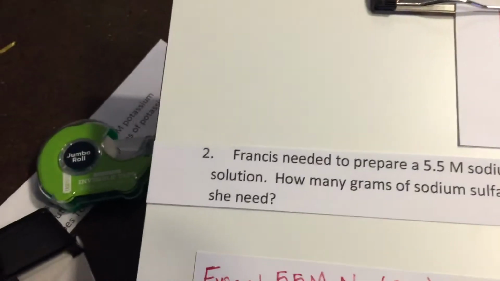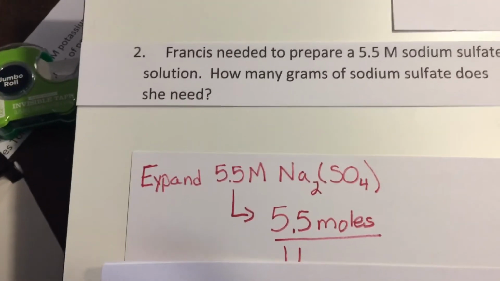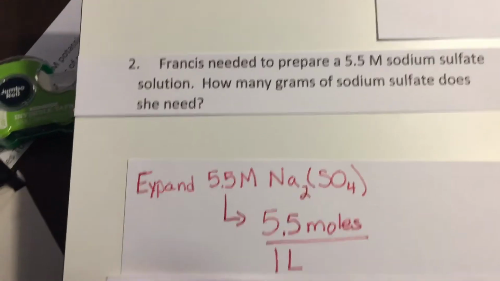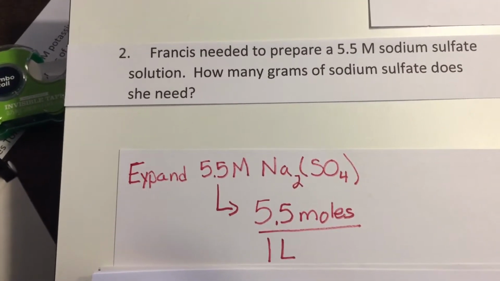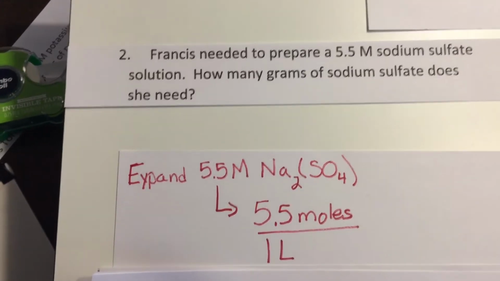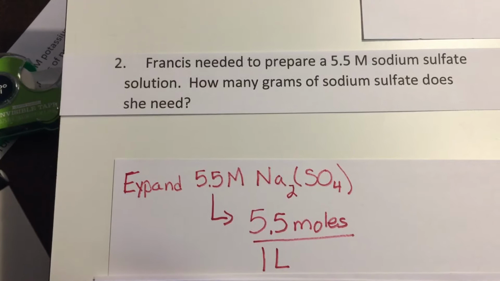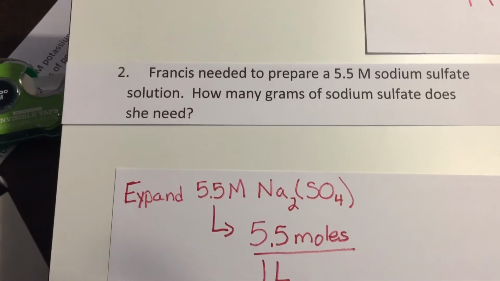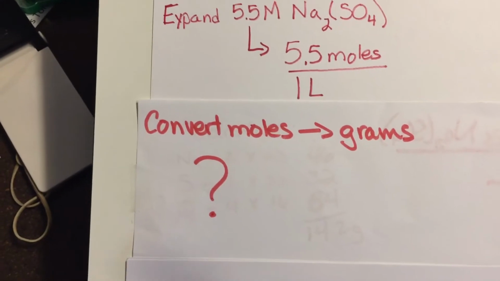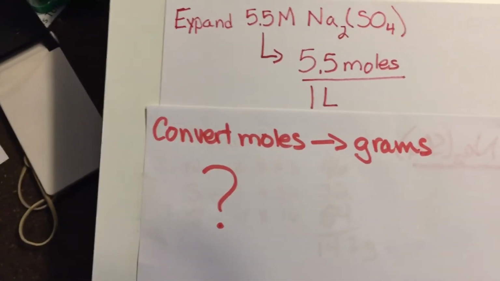Okay, so the first thing we're going to do is expand 5.5 molar of sodium sulfate, and that is 5.5 moles of sodium sulfate over 1 liter. Okay, now we're looking for grams though. So how do we convert moles to grams? I'll let you think about that one for a minute.